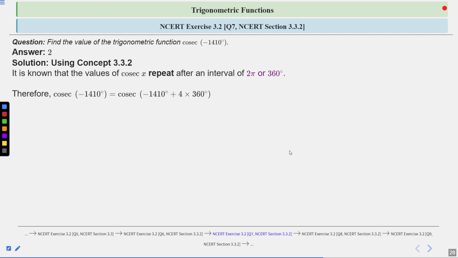Therefore, cosec minus 1410 degree is basically equal to cosec (minus 1410 degree plus 4 into 360 degree), which is equal to cosec (minus 1410 degree plus 1440 degree), which is equal to cosec 30 degree, which is equal to 2. Therefore, cosec minus 1410 degree is equal to 2.